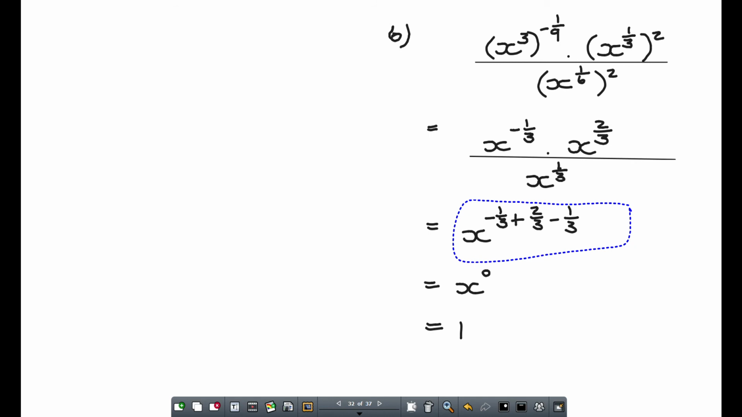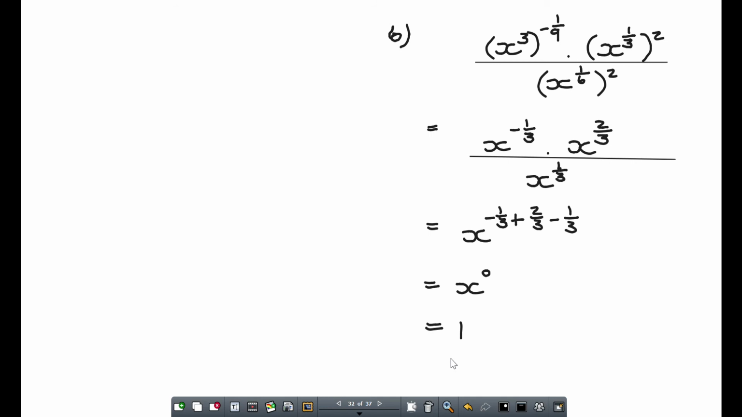And then when I go to the bottom of the fraction, it means I'm dividing. So now I've got a minus. So dit is hoekom dit nou minus 1/3 is. En minus 1/3 plus 2/3 minus nog 1/3 gee my 0. X to the mag 0. And anything to the power of 0 will be 1. Okay. Any questions? Goed.